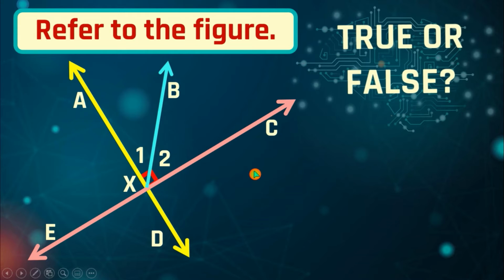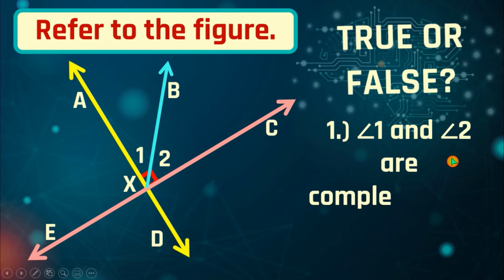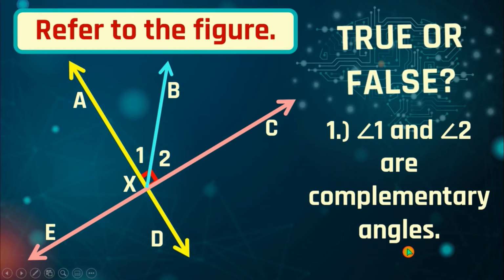Now, question number 1. Is the statement true or false? Angle 1 and angle 2 are complementary angles. First, hanapin natin si angle 1. Nasaan ba si angle 1? Here is your angle 1. This angle. Hanapin mo lang yung 1, tapos hanapin mo yung angle kung nasaan siya. So, here is your angle 1. Where is your angle 2? Your angle 2 is here. Hanapin mo lang si 2, that's your angle 2.